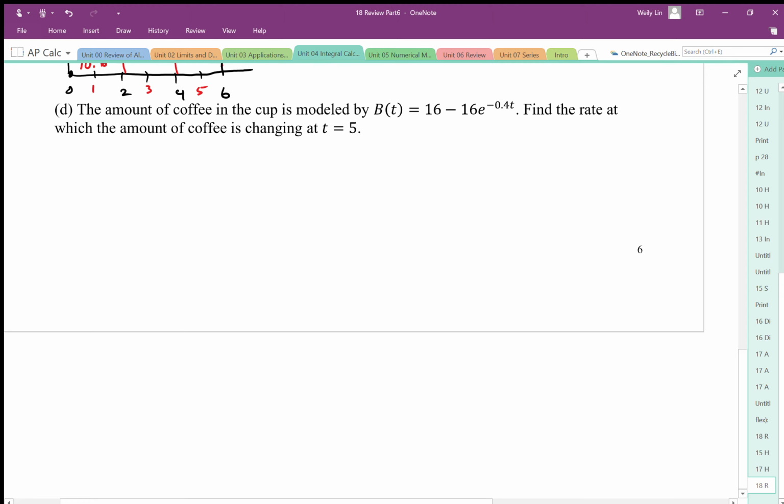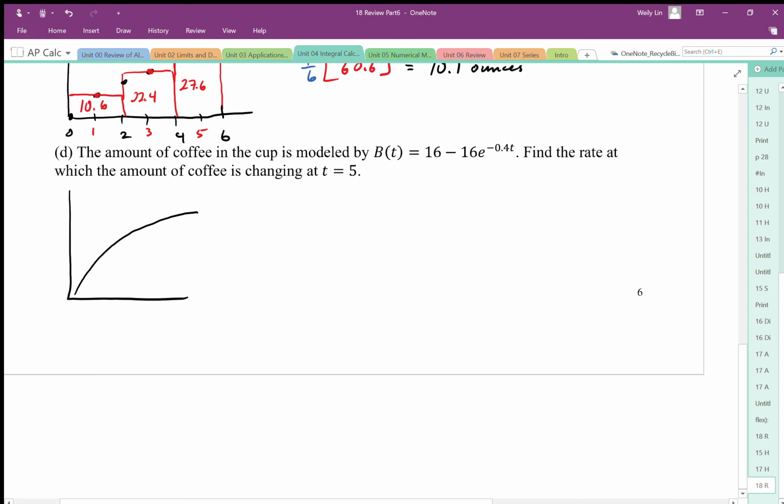Lastly, the amount of coffee in the cup is modeled by this differentiable expression, B of t equals 16 minus 16 e to the negative 0.4 t. You don't need to graph this, but when we do graph this, we get a graph that looks kind of like this, which is modeling the data that we had as well. If I want to find the rate of change, I want to find the derivative. What I really want is the derivative at t equals 5. So I want to know the slope at t equals 5.